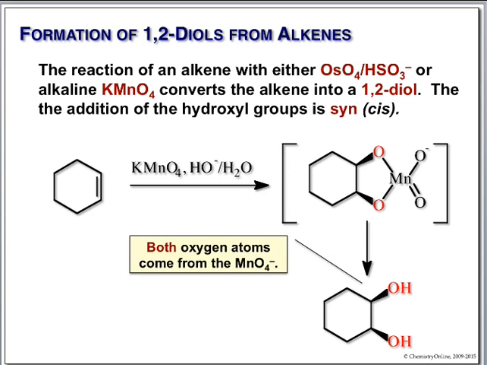If you notice, we had a second step when we did osmium tetroxide. We had to add sodium hydrogen sulfide. That's because with osmium, this is a more stable intermediate, and you have to cleave it. So that's a second step.